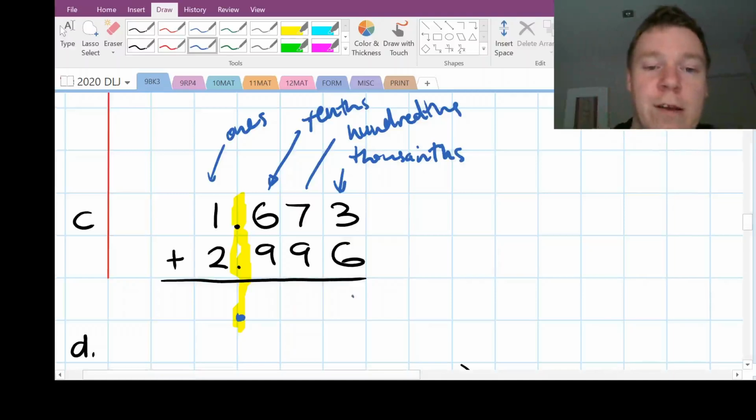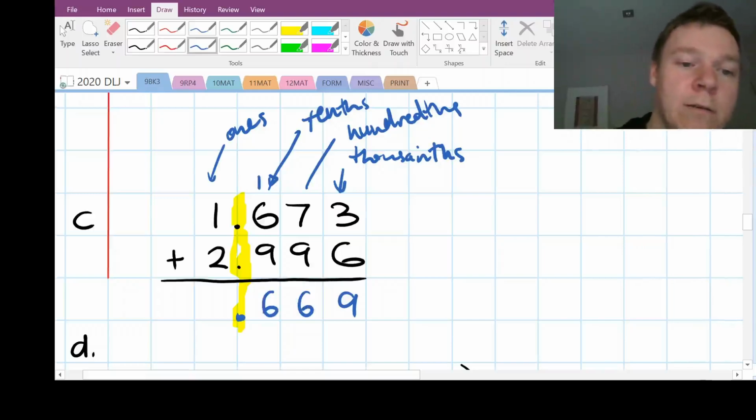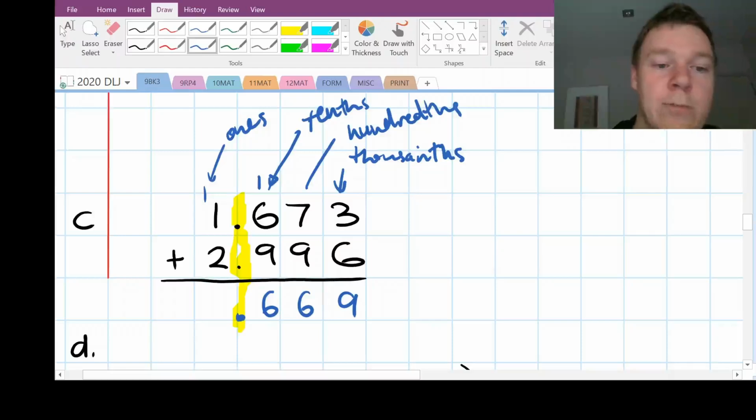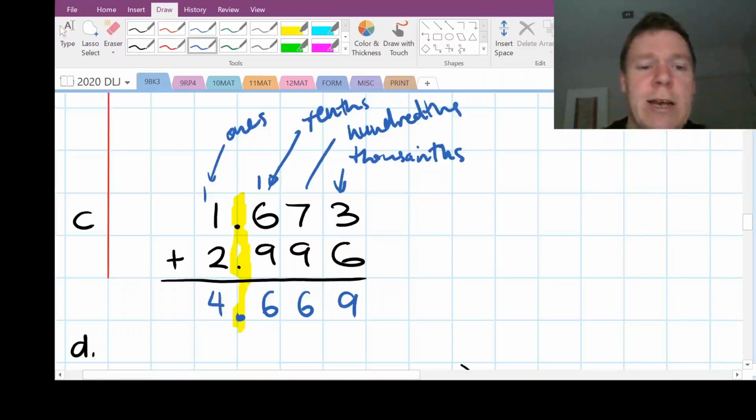3 plus 6 is 9. 9 plus 7 is 16. Carry the 1. 9 plus 1 is 10, plus 6 is 16. Carry the 1. 1 plus 1 is 2, plus 2 is 4. That's our final answer. Okay, subtraction.